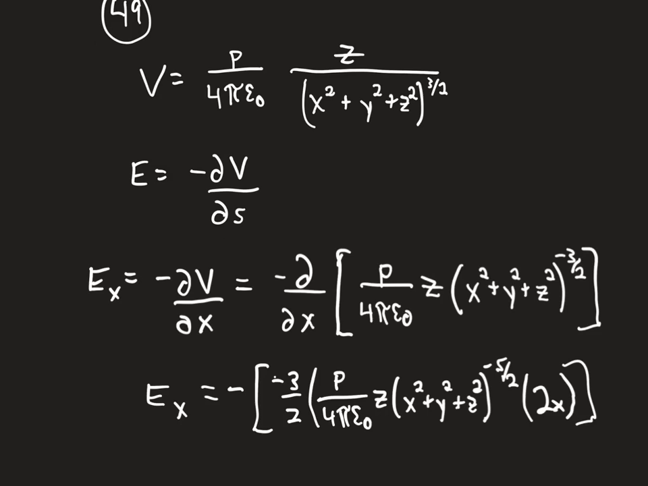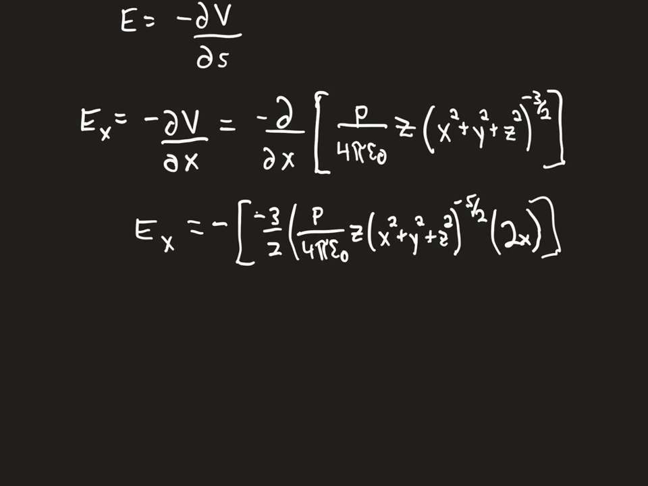What messes up the z direction? I've got the z right there, so I have to do the product rule. Should we do that? Let's do that. Let's see this in the z direction. So we know the x direction, the y direction is the exact same.